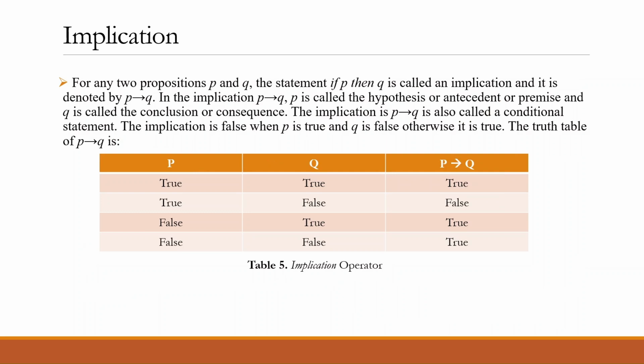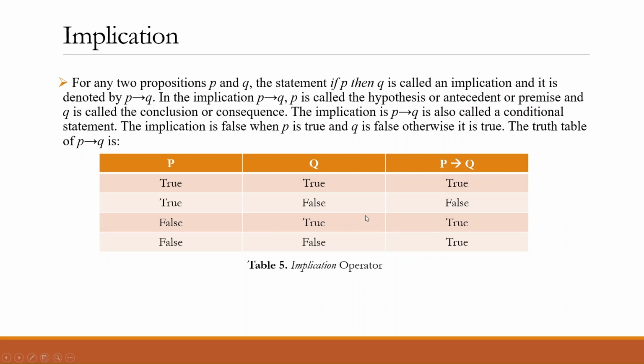Now, the implication operator. For any two propositions P and Q, the statement if P then Q is called an implication. It is denoted by P implies Q, with this arrow to the right. In the implication P implies Q, P is called the hypothesis, antecedent or premise, and Q is called the conclusion or consequence. The implication P implies Q is also called the conditional statement. The implication is false when P is true and Q is false, otherwise it is true. The truth value of P implies Q is the following.